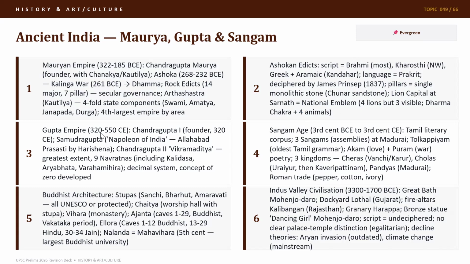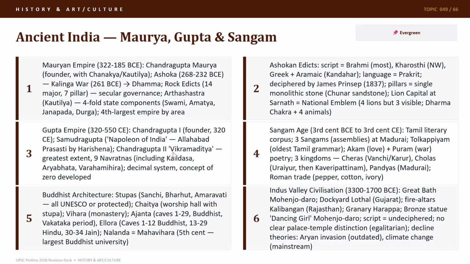Then we have Gupta Empire from 320 to 550 AD or CE. Chandragupta I was the founder in 320. Then we have Samudragupta, who was called the Napoleon of India because of his conquests. And there is Allahabad Prashasti regarding Samudragupta, which was written by his minister Harisena, which is very famous.